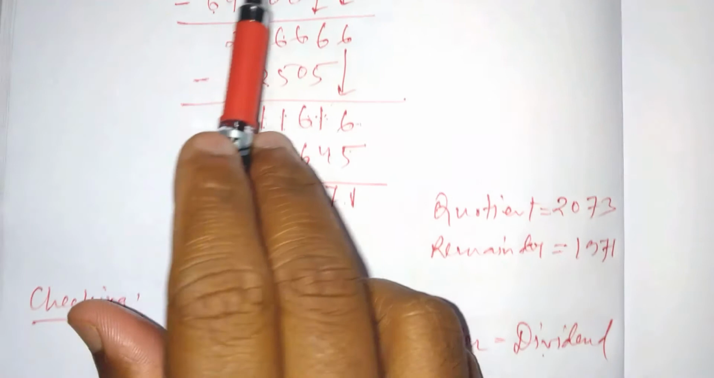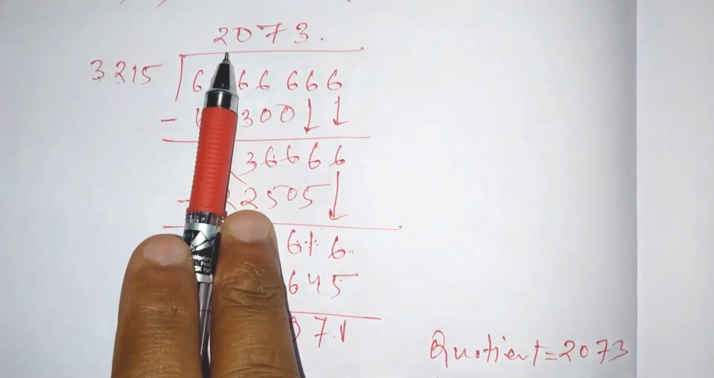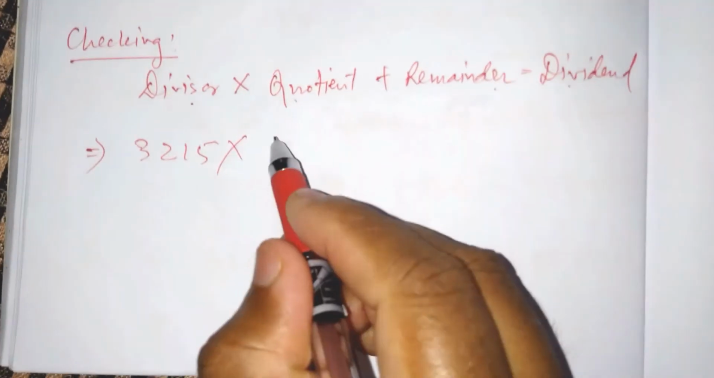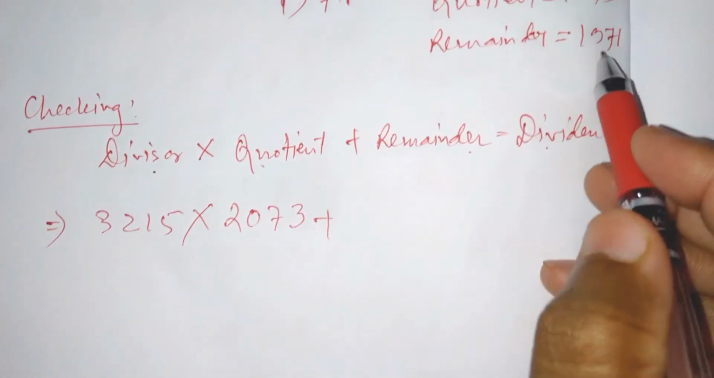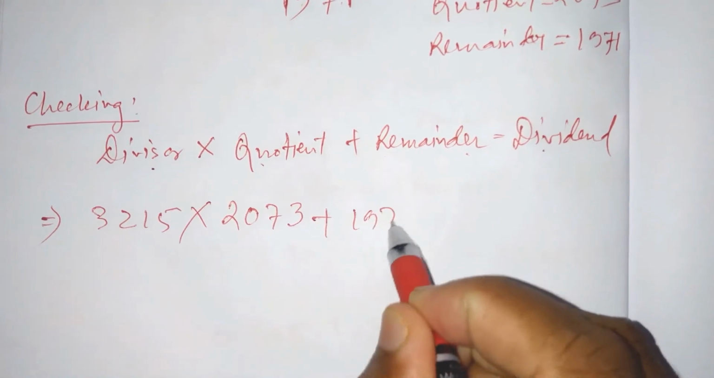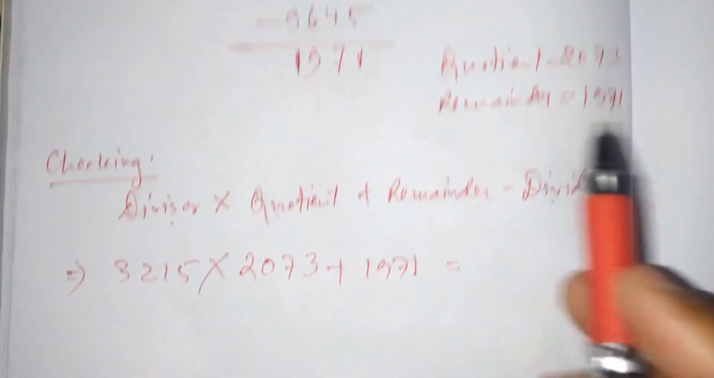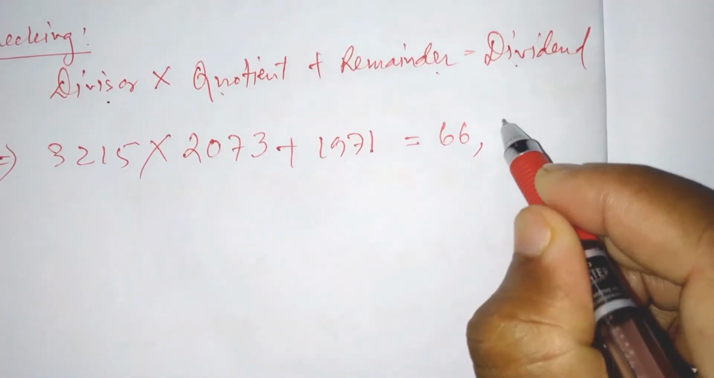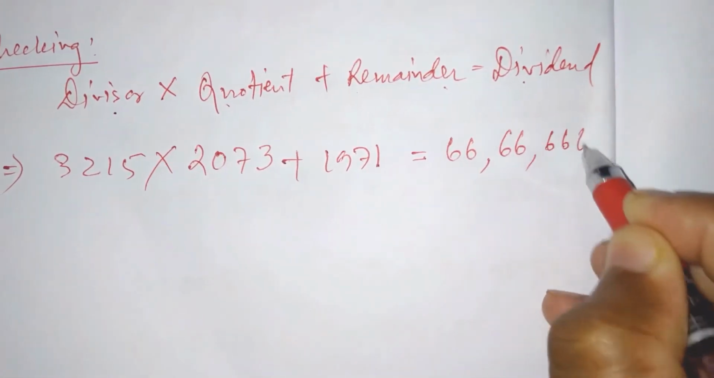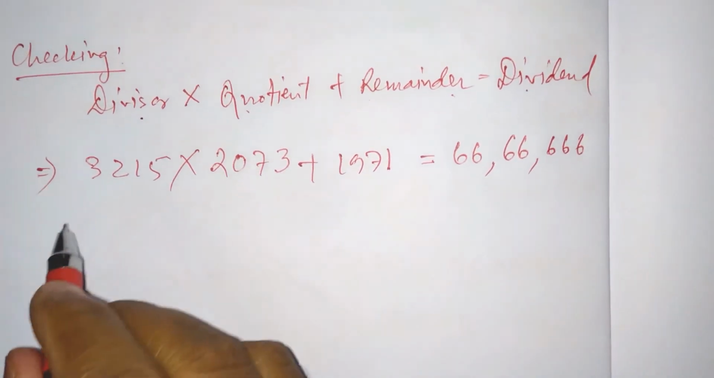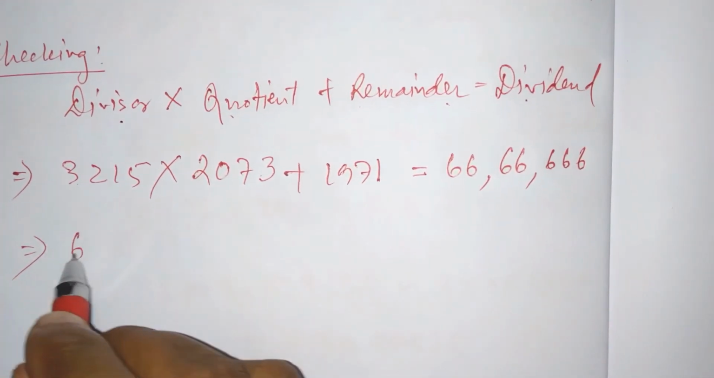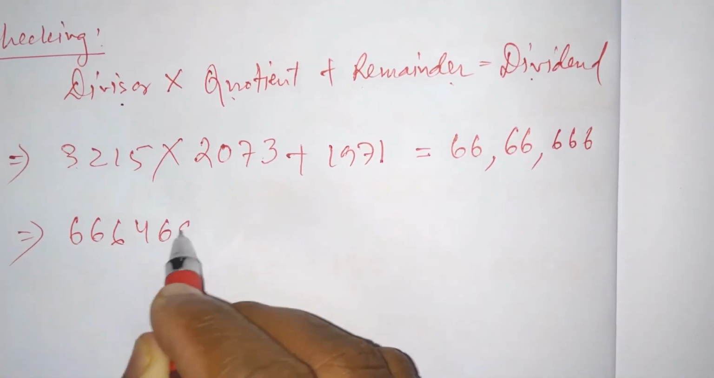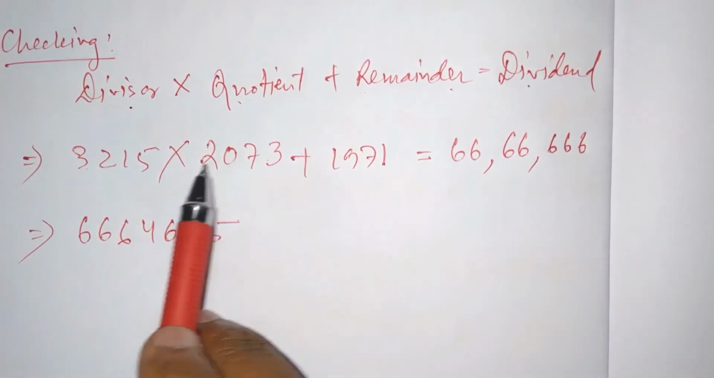Quotient is this, 2073. Okay. Then you have remainder. We have written it already, 1971. Then you have dividend. Dividend is this big number, 66,66,666. Okay. So if you multiply this 3215 with 2073, you'll get 6664695. Okay. You can check it by multiplying.